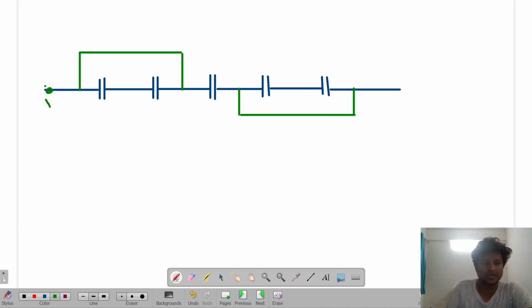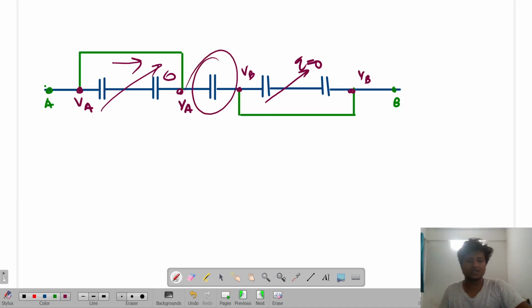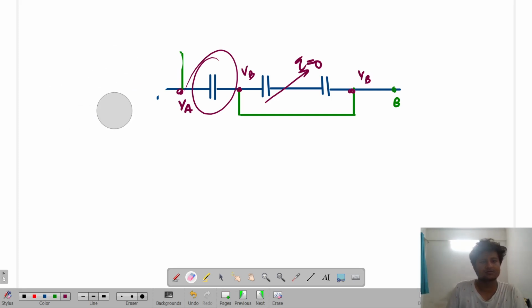So look over here. If this is potential A and this is B, always mark the potential. Mark two points A, B. Right or not? What is potential over here? V of A. Here also V of A. So if the potential is the same, no charges will flow. So the capacitance is 0 over here. Here also it is V of B. Here also it is how much? V of B. Once again the charge will be 0. So only I have to consider C. Got it? Is that clear or not?